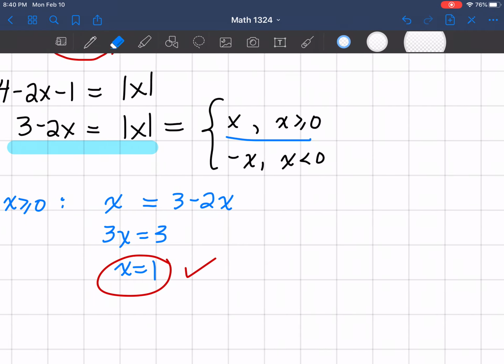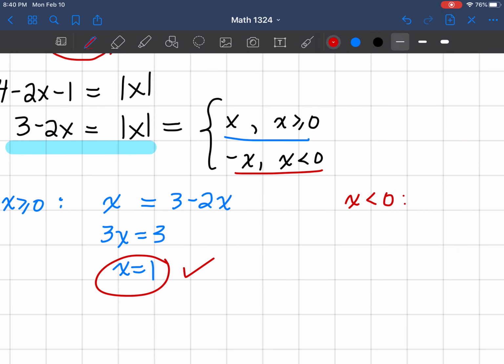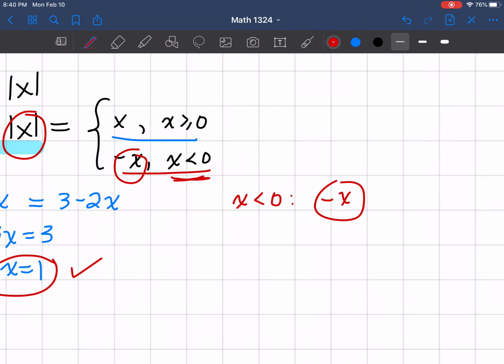So you have that second case. Let me write it here in red. That second case is when x is less than 0. If x is less than 0, now what does our absolute value look like? Our absolute value looks like negative x, right? I'm replacing what this means by what it is while x is less than 0. So I'm just doing a replacement. That's what I wrote here. And what does that equal? It equals 3 minus 2x.